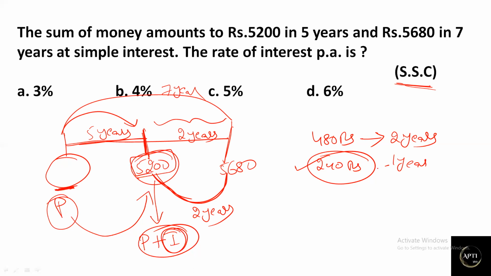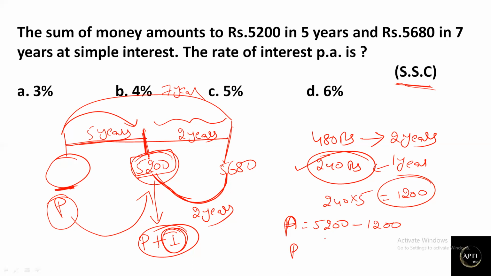For 1 year, simple interest is 240. For 5 years, 240 into 5, so the answer is 1,200. Now total simple interest is 1,200 in 5 years. After 5 years, the total amount is 5,200. If I remove 1,200 from this, I will get the principal amount. Total amount minus interest is nothing but the principal amount. What is the principal amount? 4,000. Now we know that 4,000 is the principal amount.